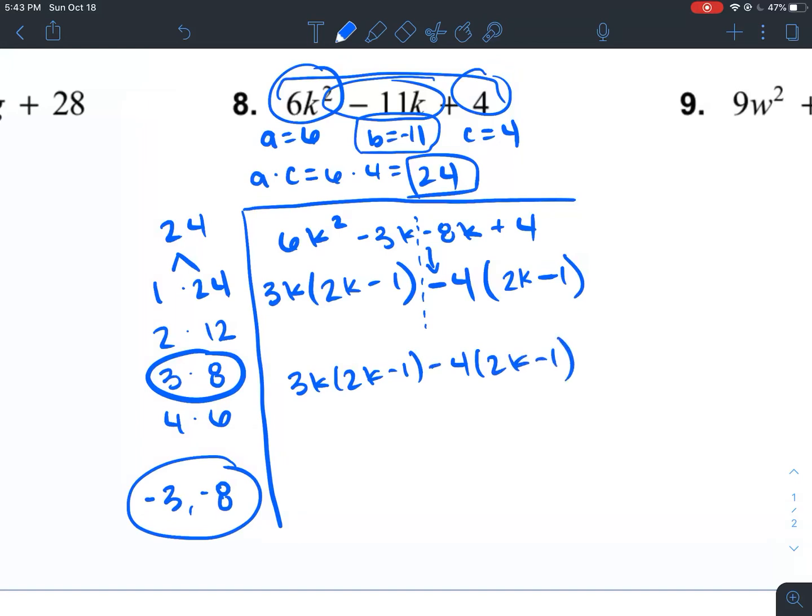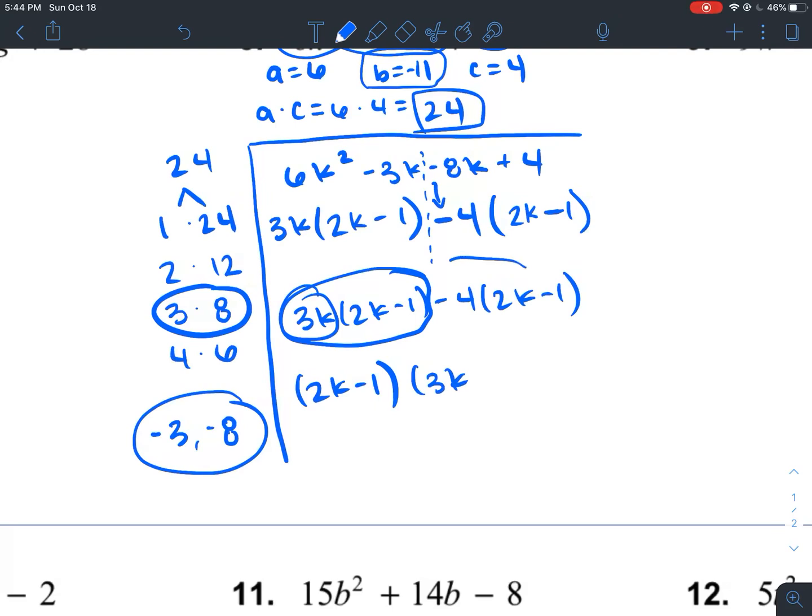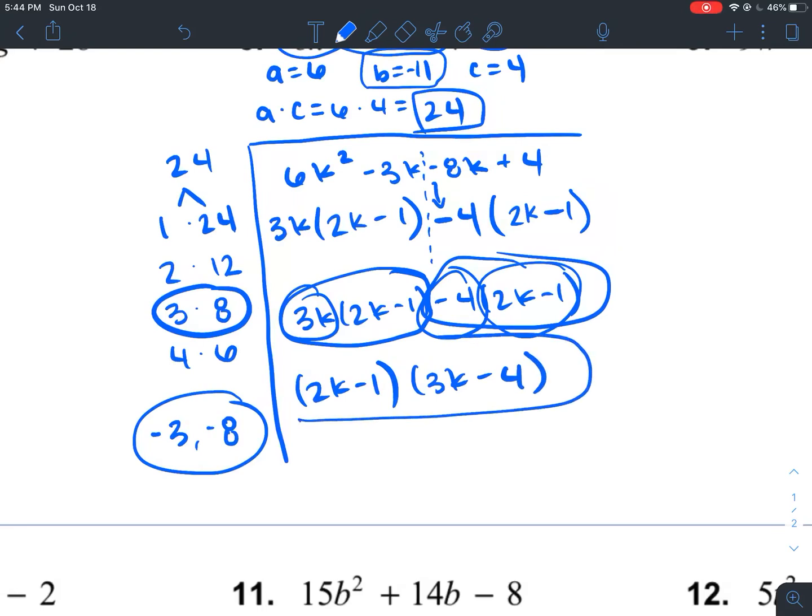Okay, so now we have 3k times 2k minus 1 minus 4 times 2k minus 1. So now we have two terms, and they have a common binomial factor, which is 2k minus 1. So we can factor out the common binomial term. When you take out the 2k minus 1 from here, you're just left with 3k. And when you take out the 2k minus 1 from this term, you're just left with negative 4. And there you go. That's how you factor that.